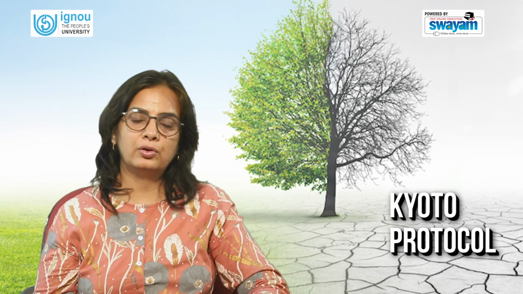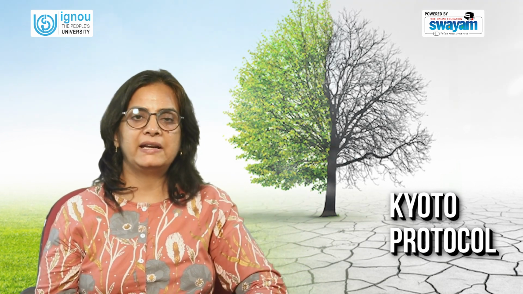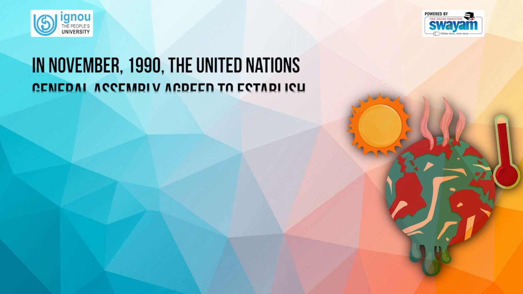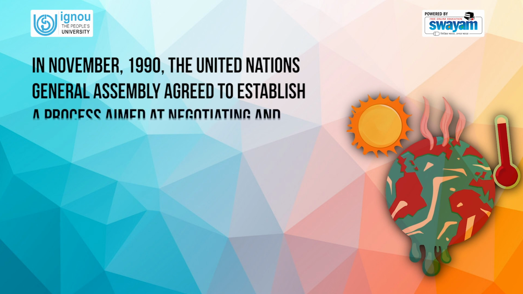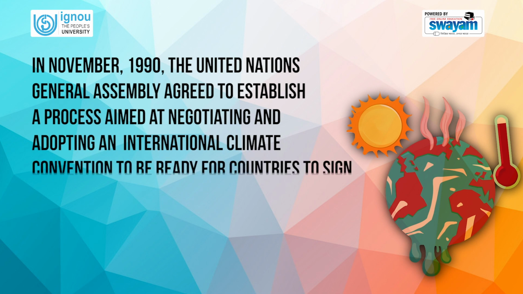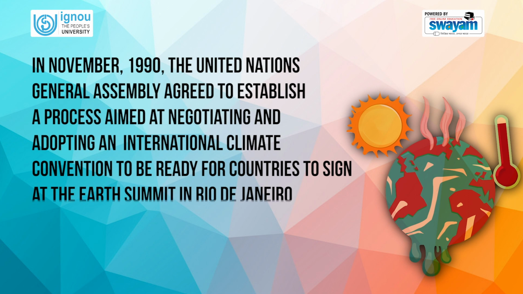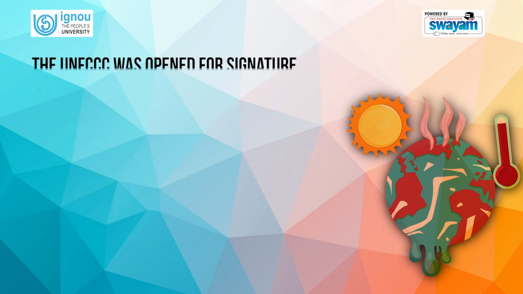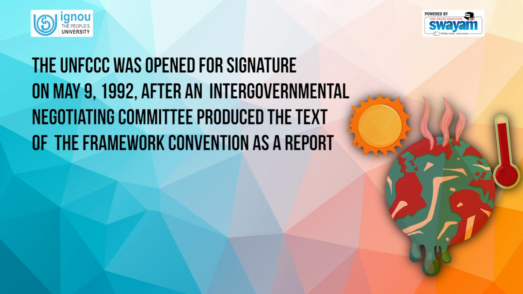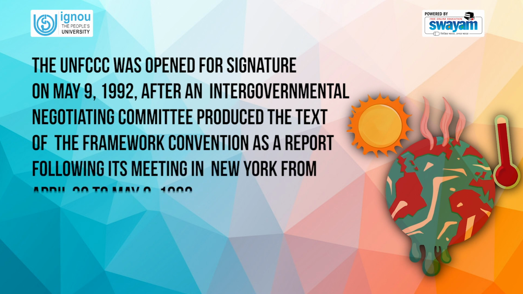Now, going back to the Kyoto Protocol, the first protocol that took place in 1990. In November 1990, the United Nations General Assembly agreed to establish a process aimed at negotiating and adopting an international agreement, especially a climate convention, that is to be ready for countries to sign at the Earth Summit happening in Rio de Janeiro in 1992. Now, UNFCCC opened this for signature in May 1992 after an intergovernmental negotiating committee produced the text for the Framework Convention, in the form of a report, followed by its meeting in New York.